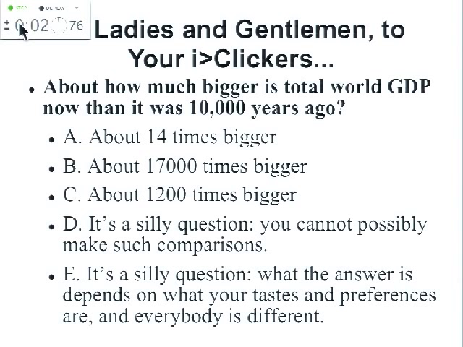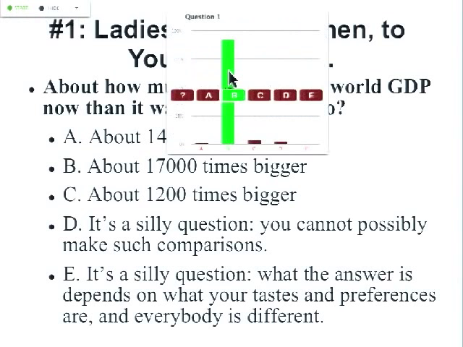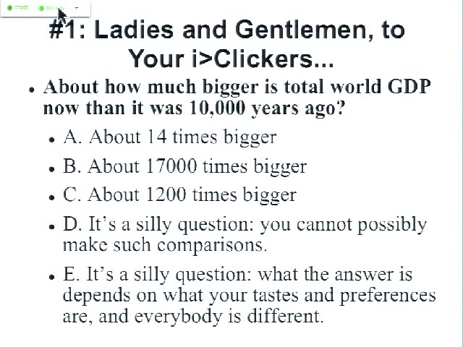Human populations are now, I'm going to have to stop saying there's 6 billion and start saying there's 7 billion. Human populations are 7 billion, about 1,200 times bigger than they were 10,000 years ago. And as best as we can figure out, average material standards of living are something like 14 times as high. Doesn't mean we're 14 times happier, but still we're producing on a world scale a lot more stuff than we were 10,000 years ago per capita.